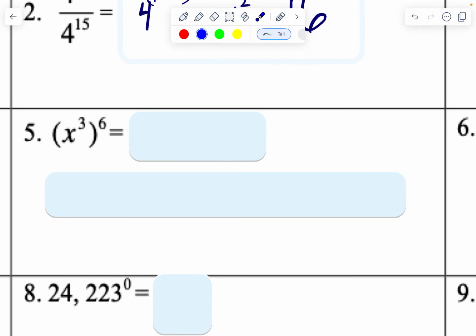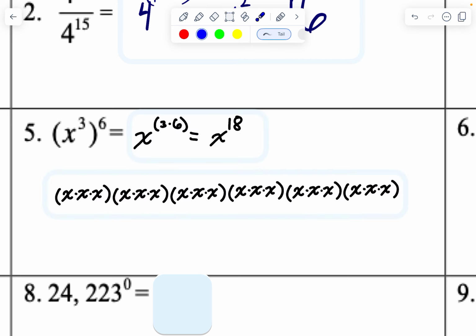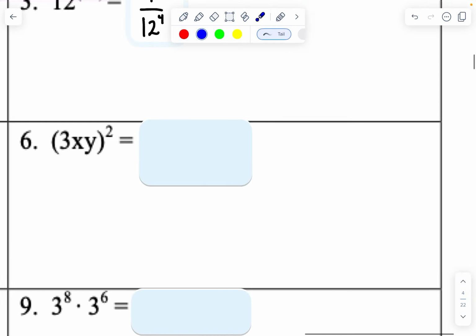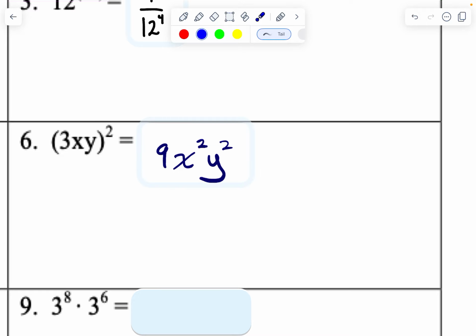X cubed to the 6th is going to be x to the quantity 3 times 6, or 18. We could see that written out in expanded form there. 3yx squared, quantity squared, is going to give me 3 squared, or 9, x squared times y squared.